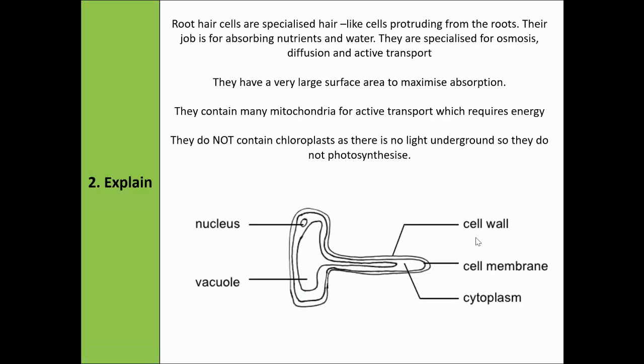Okay, root hair cells are specialized hair-like cells protruding from the roots. Their job is absorbing nutrients and water, and they are specialized for osmosis, diffusion, and active transport. They have a large surface area to maximize absorption. They contain many mitochondria for active transport, which requires energy. And they do not contain chloroplasts because there's no light underground. You don't need a diagram, but it does help explain surface area.